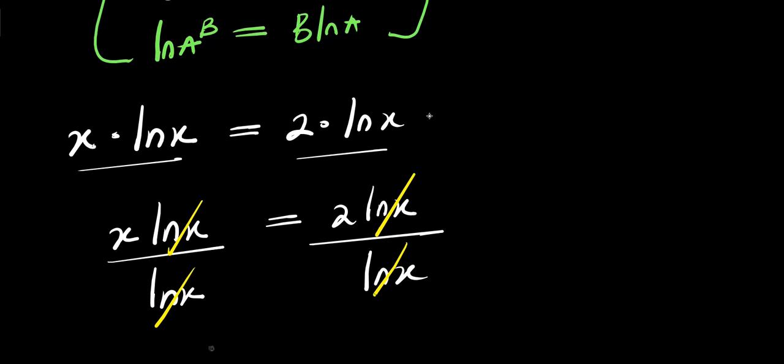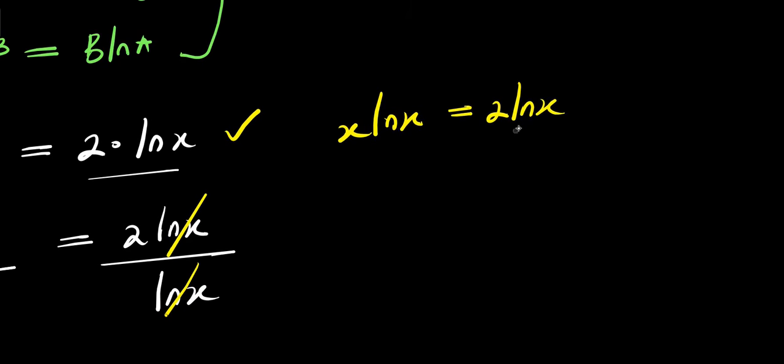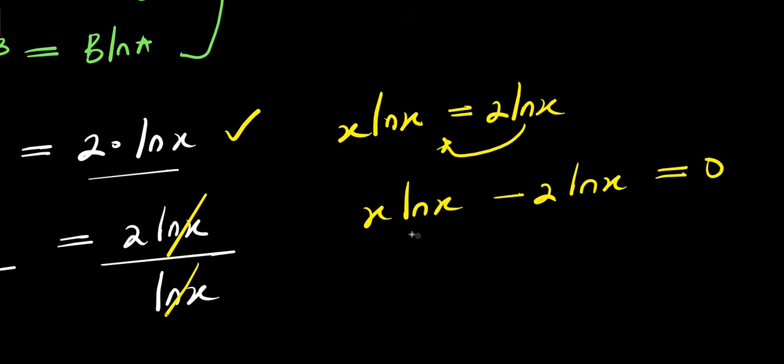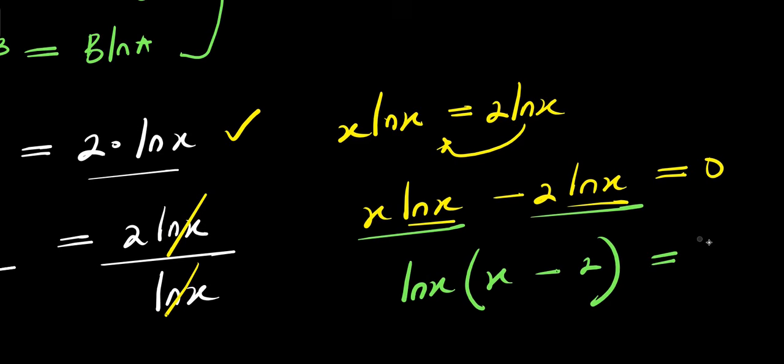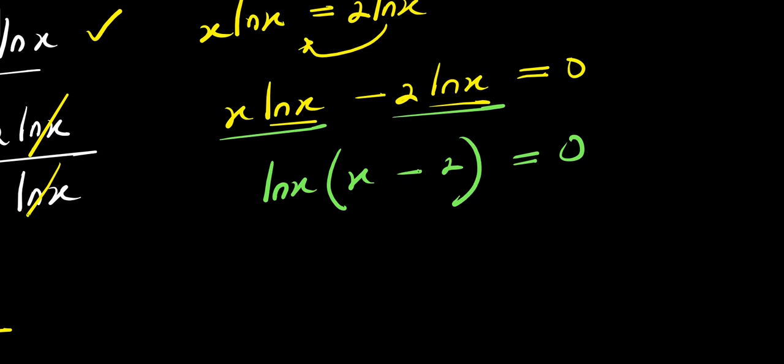Now, at this particular point, I can also have this as x natural log of x equals 2 natural log of x. I can form an equation right from here. By moving this over here, I have x natural log of x minus 2 natural log of x equals 0. I can factor out natural log of x because it's common. I have natural log of x times (x minus 2) equals 0. So right here, I can have natural log of x equals 0. I can also have x minus 2 equals 0.